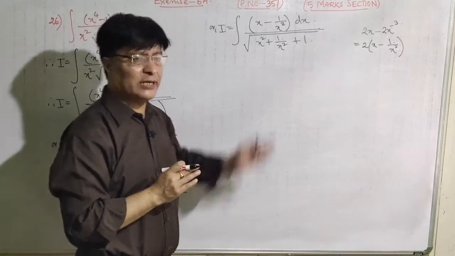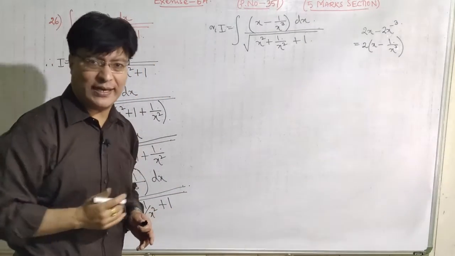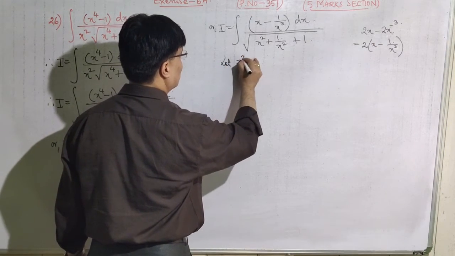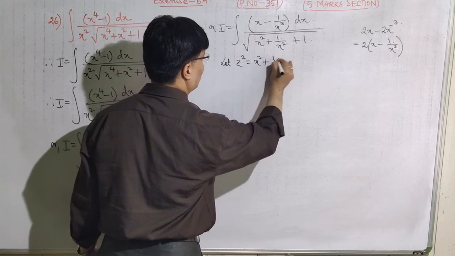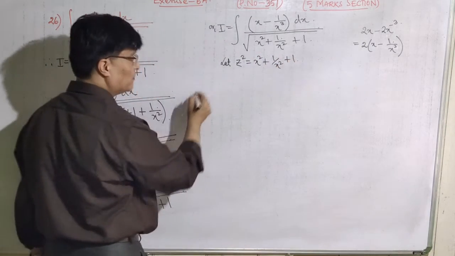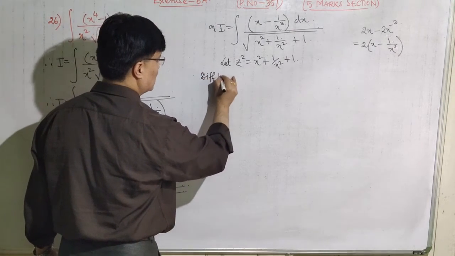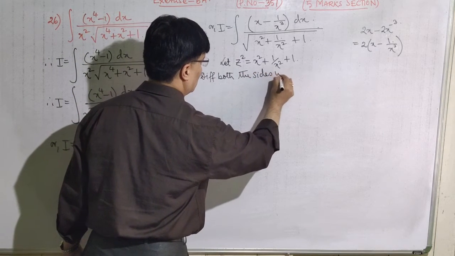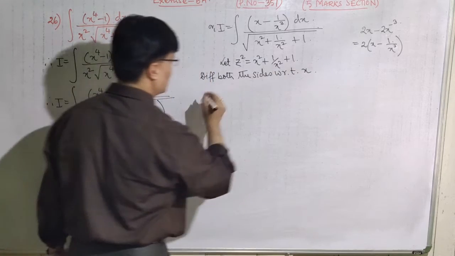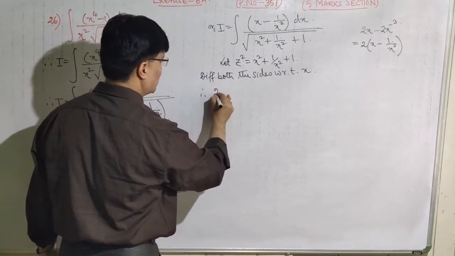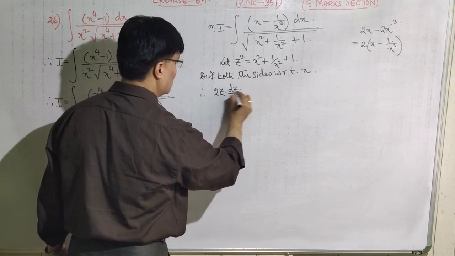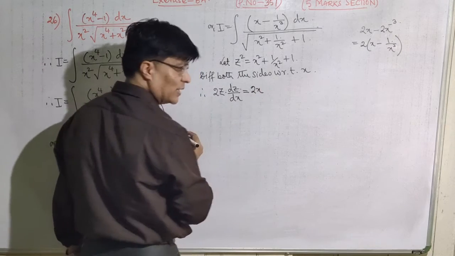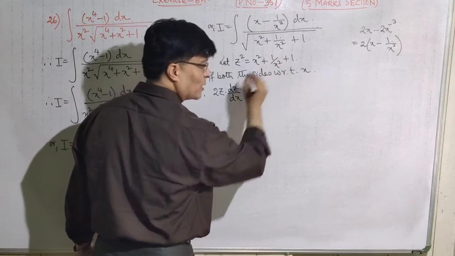Since the square root is in the denominator, you can assume it as z square now. Is that clear? So let us assume this expression on the square root as z square. So it is x square plus 1 upon x square plus 1. So let us write here, differentiating both the sides with respect to x. So what is the differentiation of z square? It is 2z into dz by dx is equal to, what is the differentiation of x square? 2x.